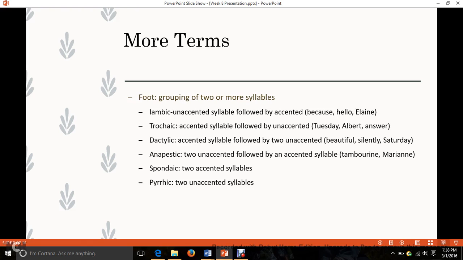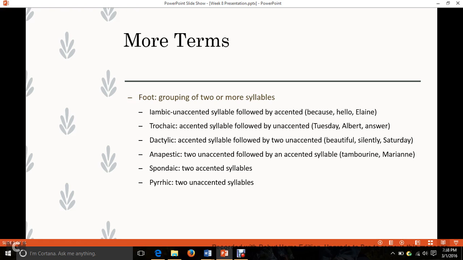Dactylic is an accented syllable followed by 2 unaccented syllables. So when you start getting feet that are 3 syllables long: beautiful, silently, Saturday. Notice the way the words come out creates a rhythm. Another thing to keep in mind with any of these is that they don't have to be just one word. It could be several words strung together, 2 or 3 words, to create these patterns. I just have examples that are one word. But that's accented followed by 2 unaccented.